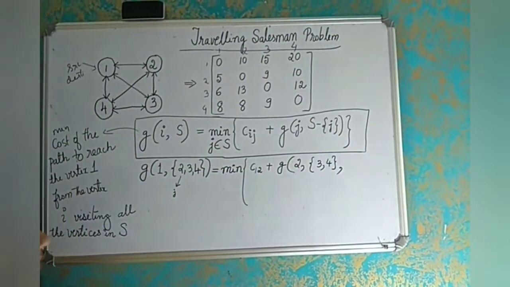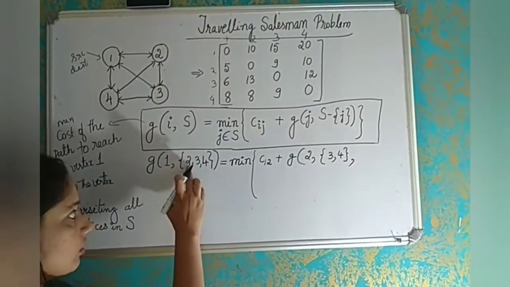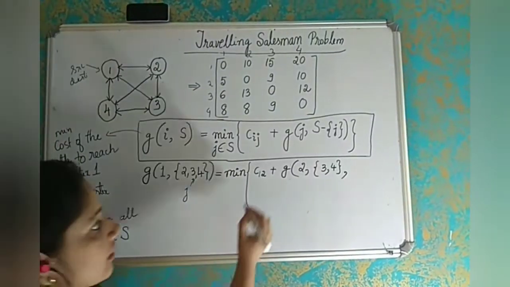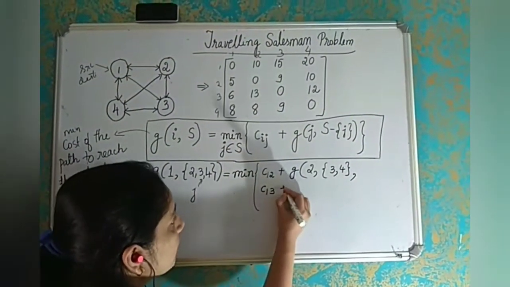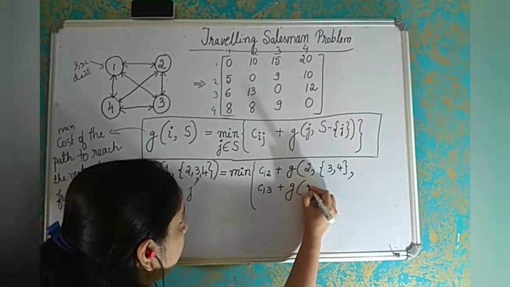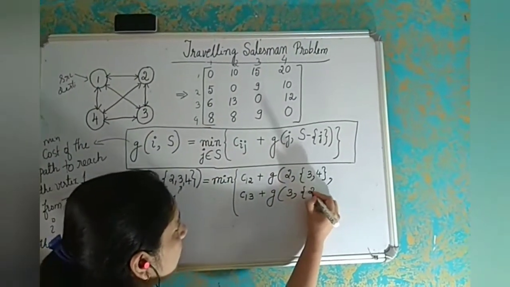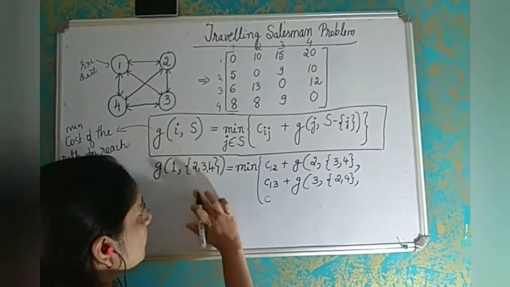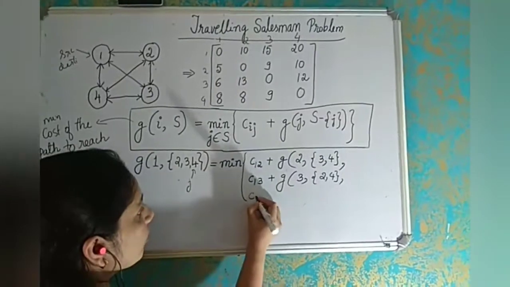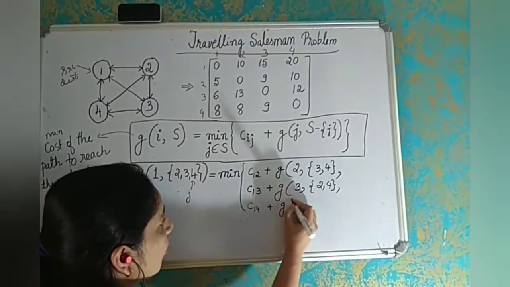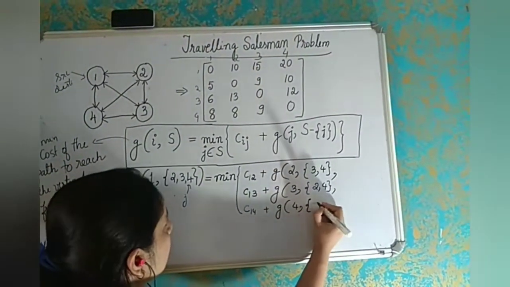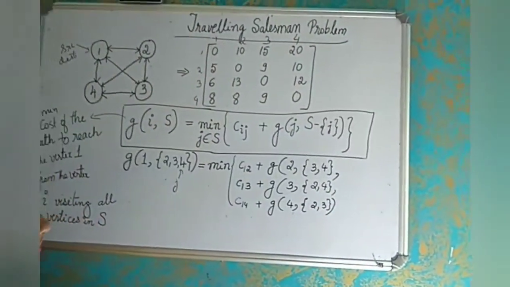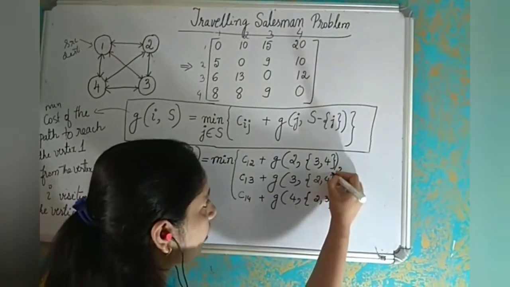That is one value. And again j is also 3, so you have to consider 3 as j. So C1,3 plus G of 3, where the remaining vertices are 2, 4. Next, the last one, I am considering 4 as j. So C1,4 plus G of 4, where the remaining vertices are 2, 3.